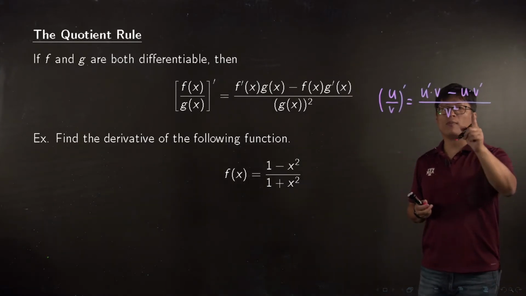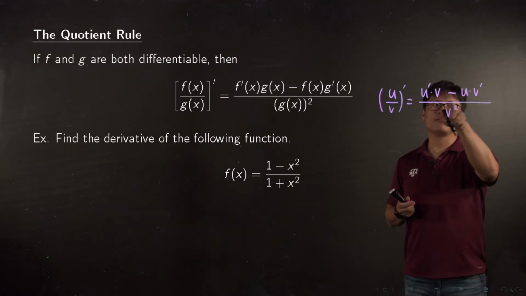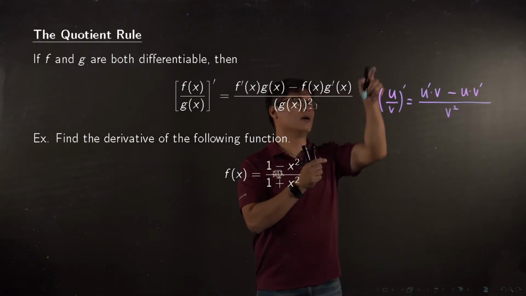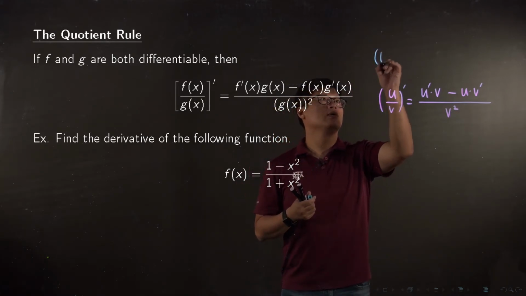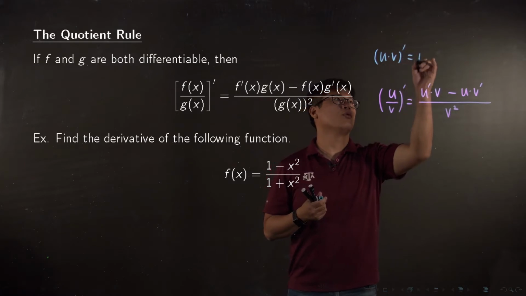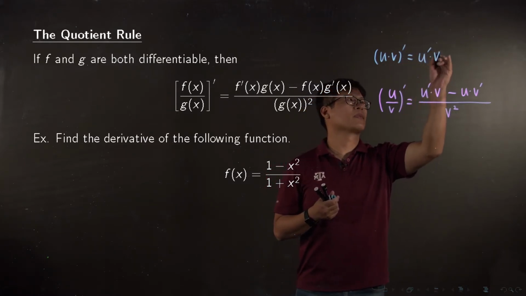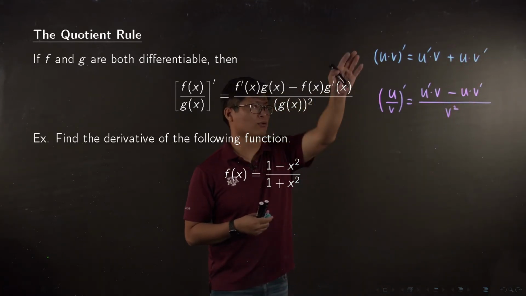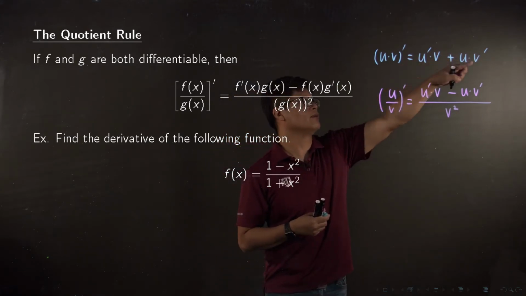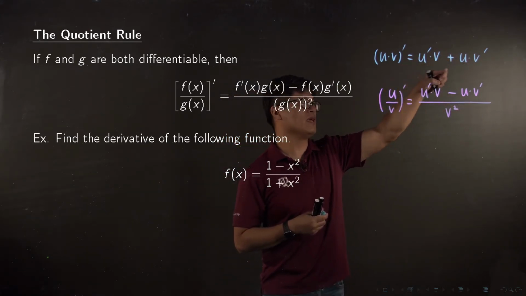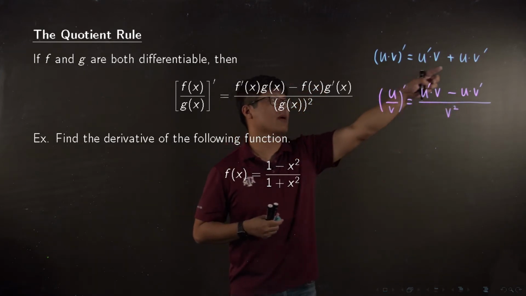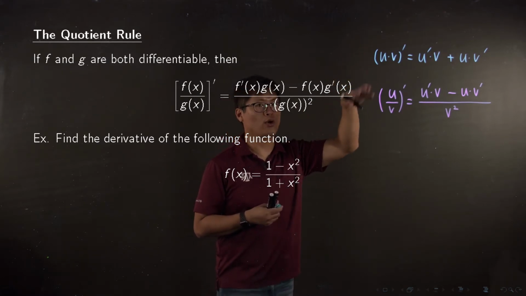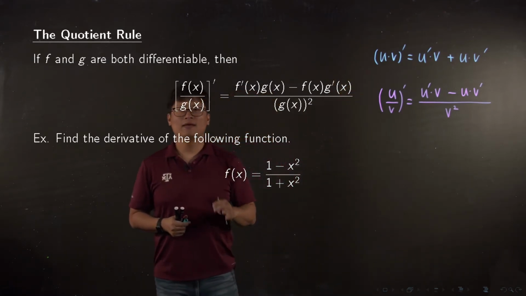So wait a minute. Do you remember I said I'm using a different order from the textbook? Let me show you why. Let me write the product rule above this, which is u times v prime is equal to, what was that? u prime times v plus u v prime. Just try to compare the product rule and the quotient rule. Look at the numerator. That's exactly the same order, u prime v and u v prime. But the product rule is combined by plus and the quotient rule by minus. And this is the reason why I would like to use this order. Does it make sense?